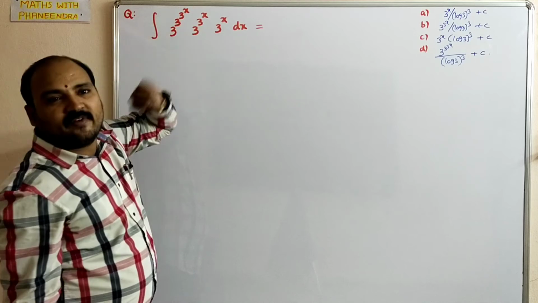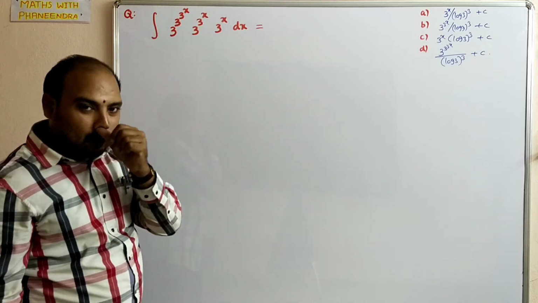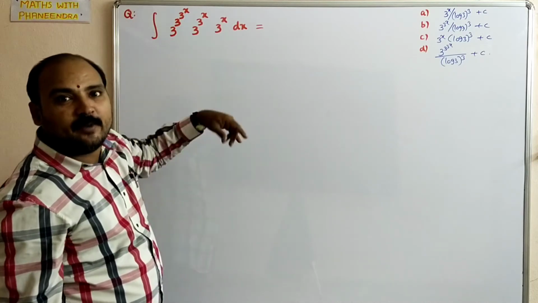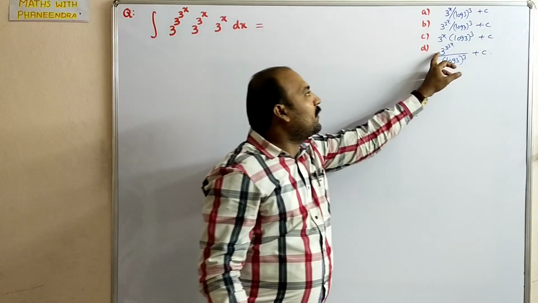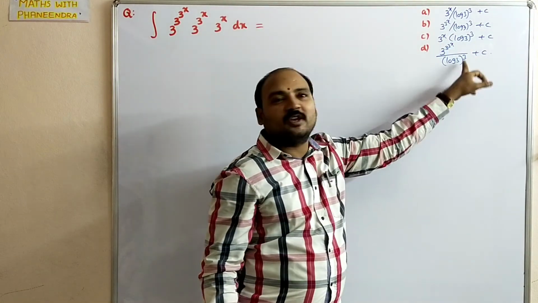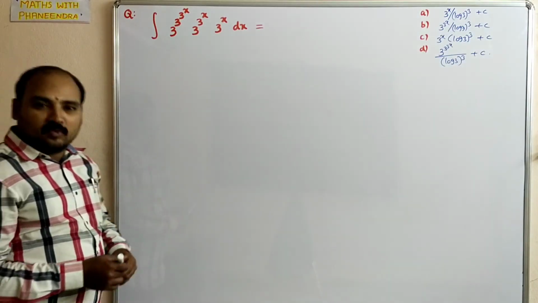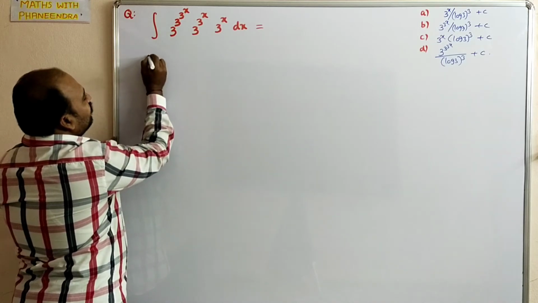3 power x. So this value is divided by how many times it is repeating? 3 power x derivative is what? 3 power x into log 3. So log 3 is the constant. So 3 power 3x divided by log 3, how many times is it there? 3 times. So 3 power x by log 3 whole cube, after integration plus c. So how will it be the fourth option? We will see that. Take this value as t.